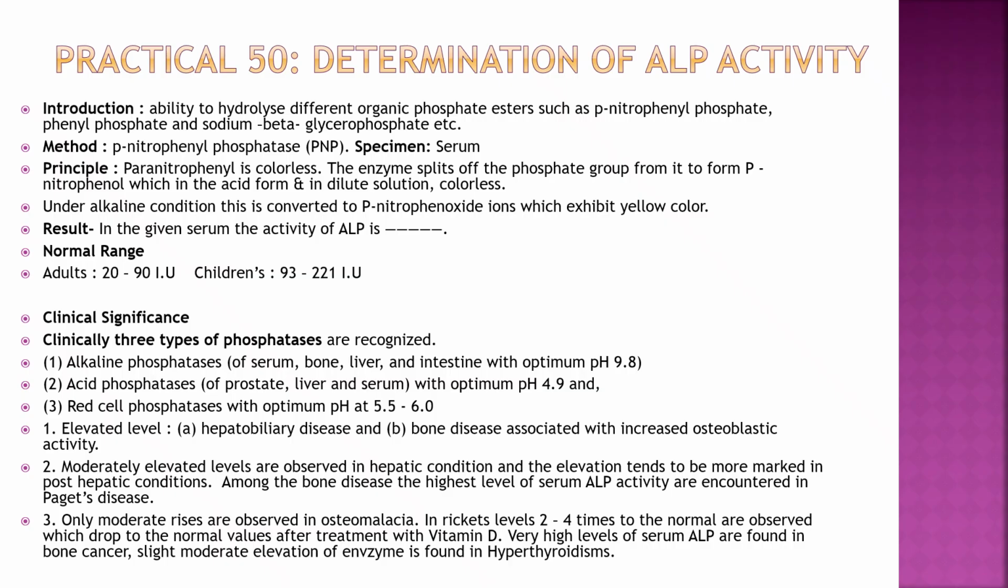The normal range in adults is 20 to 90. In children, it is 93 to 221 international units. There are three types of phosphatases: alkaline phosphatase, acid phosphatase, and red cell phosphatase. Alkaline phosphatase is elevated in hepatobiliary disease and bone disease with increased osteoblastic activity.